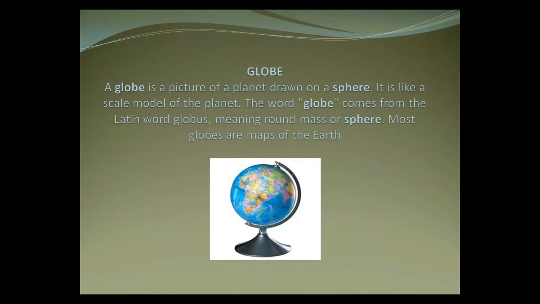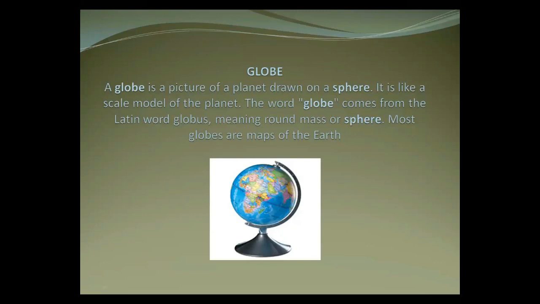First is globe. A globe is a picture of the planet drawn on a sphere. It is like a scale model of the planet. The word globe comes from the Latin word globus, meaning round mass and sphere. Most globes are maps of the earth. A globe is a three-dimensional scale model of the earth. A globe is a spherical model, like a ball.